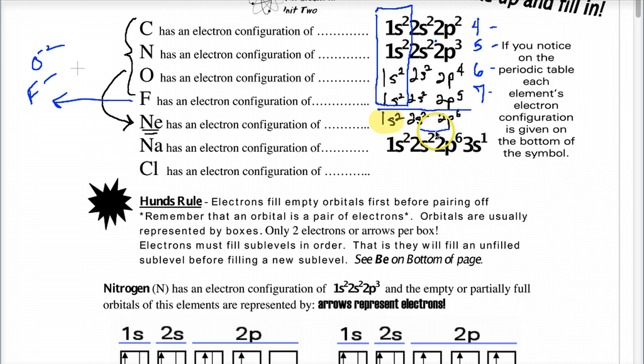Now, neon doesn't have any charge associated with it because it's stable. It has 2 stable configurations. All right.